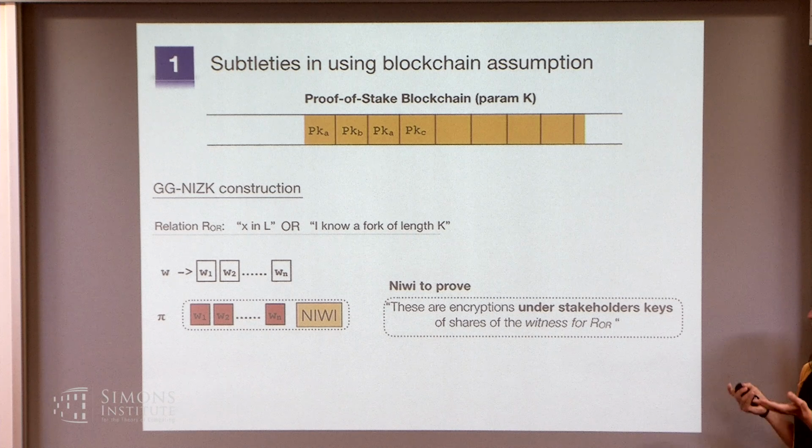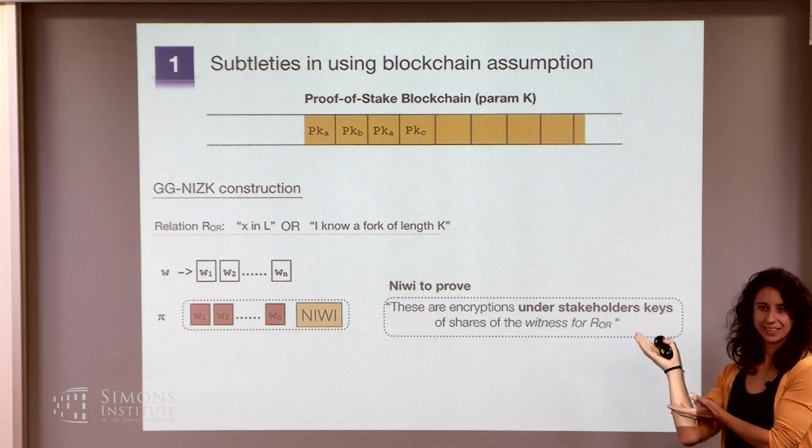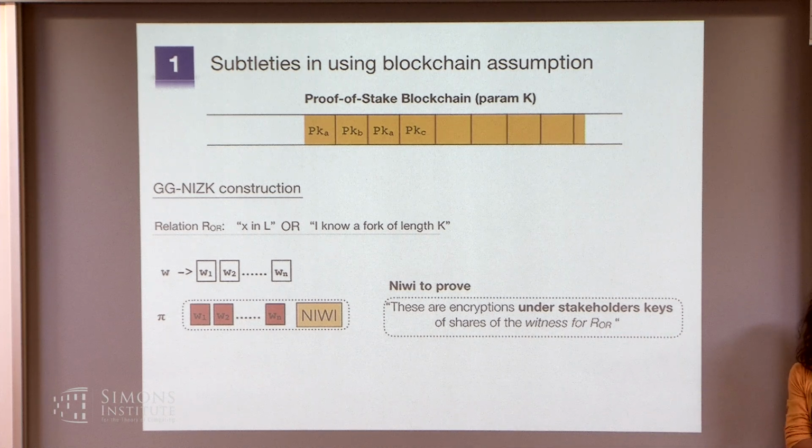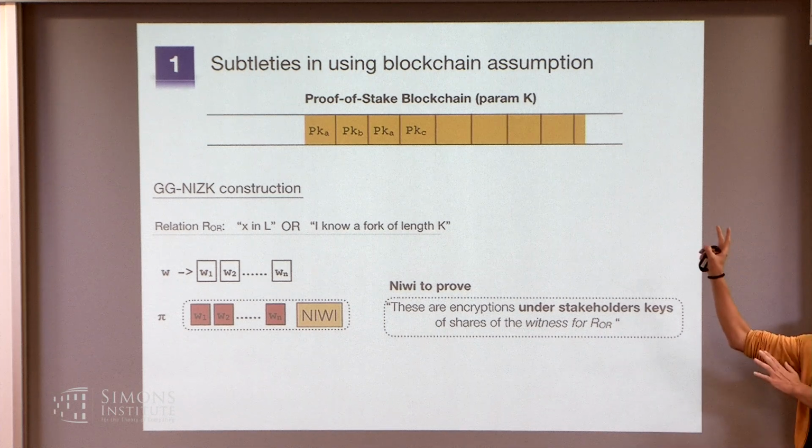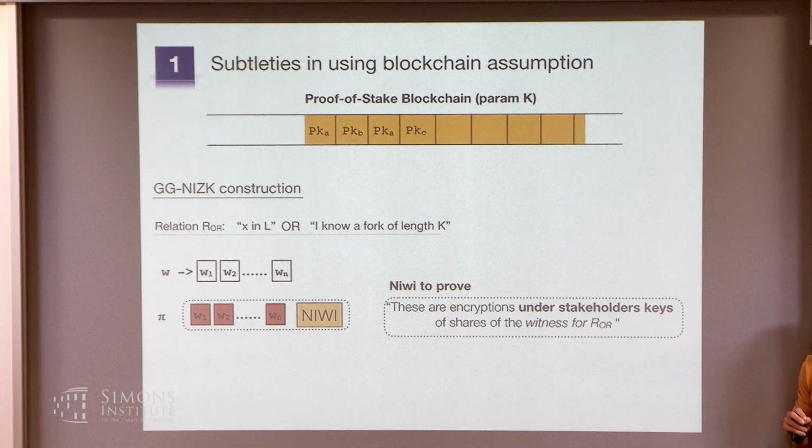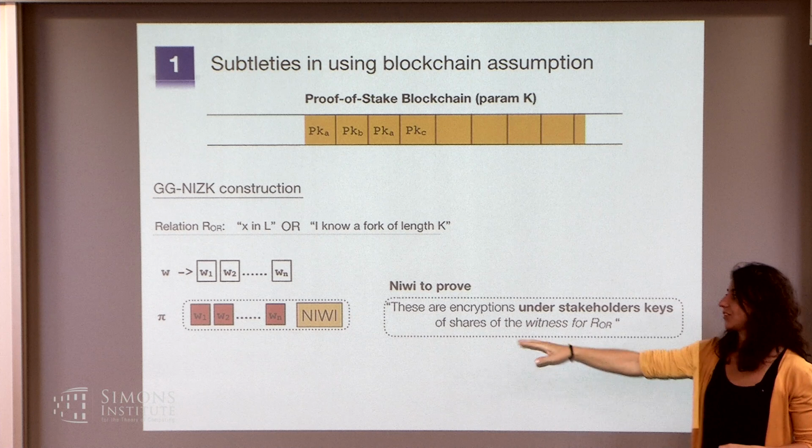Now, why am I encrypting under stakeholders' keys? Because in the soundness proof, I want to say that if the extractor knows the majority of the keys, then it can extract the witness, and then I'm good. I can prove soundness. Oh, NIWI means non-interactive witness indistinguishability.